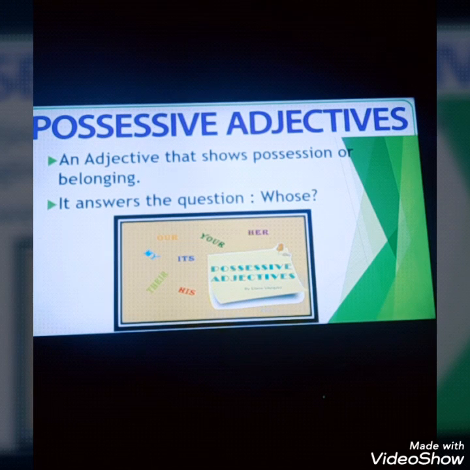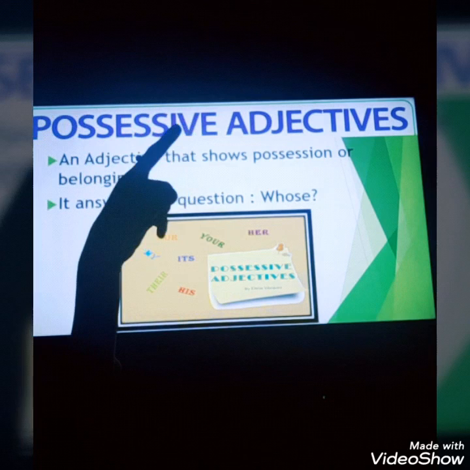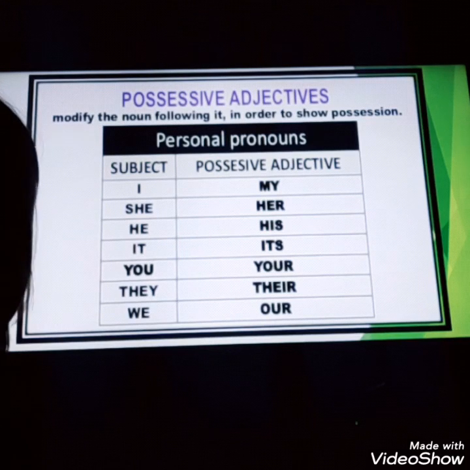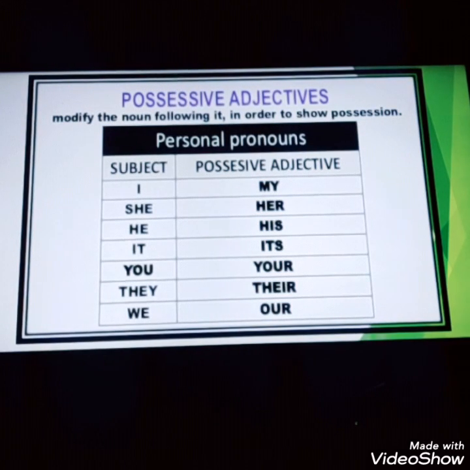My book is lying on the table. This is an example, students. Whose book is this? My. So my is a possessive adjective. They sold their house. It tells us whose house. Whose house? Their house. So these are possessive adjectives. A possessive adjective modifies the noun following it in order to show possession.